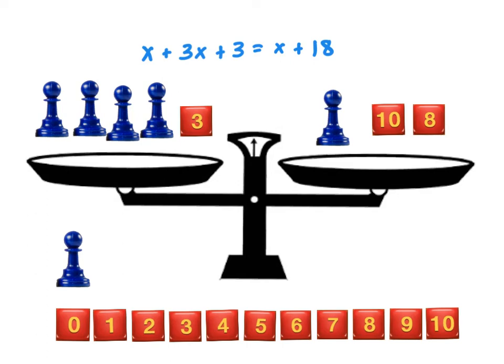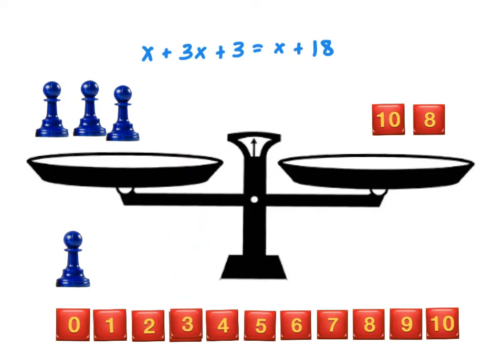I'm now ready to make my legal moves. If I take an x-man away, I have to take another x-man away from the right-hand side because they have the same values. I no longer have x-men on both sides of my equation, but I do have number cubes on both sides of the equation. If I take the smallest number cube away, 3, from the left-hand side, I must take 3 away from the right-hand side. 18 minus 3 is 15. Now I'm left with 3x equals 15, and I'm asking myself, 3 times what is 15? 3 times 5 is 15.